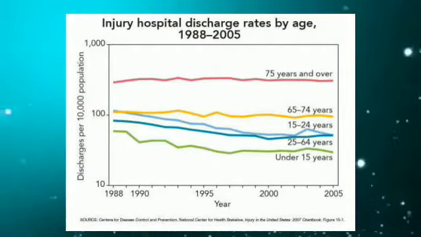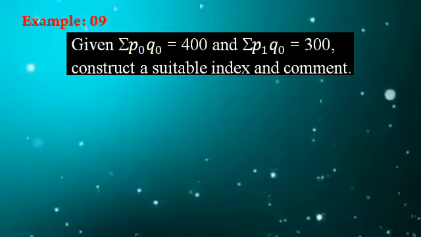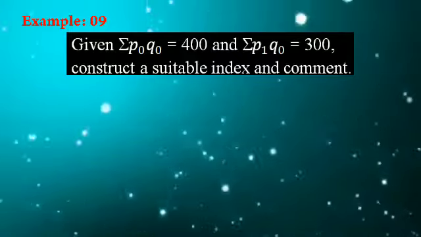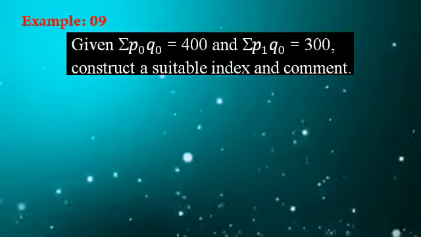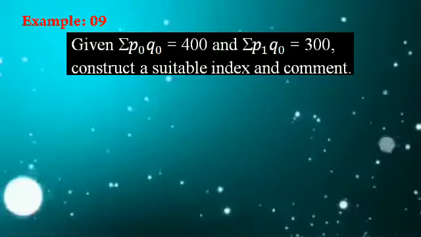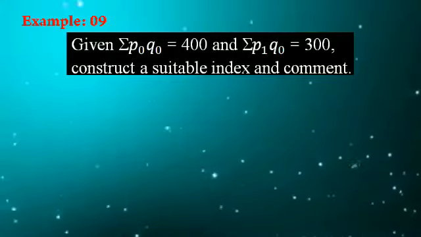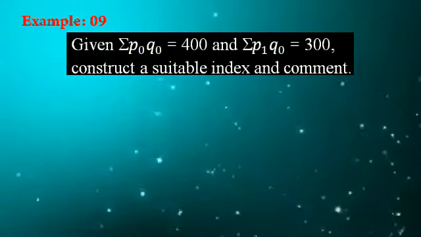Example number 9: given sigma p0 q0 equal to 400 and sigma p1 q0 equal to 300. Construct a suitable index and comment. Here the question says that two values are given. One is the product of p0 q0 and the other one is the product of p1 q0.